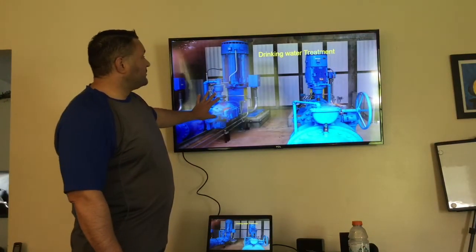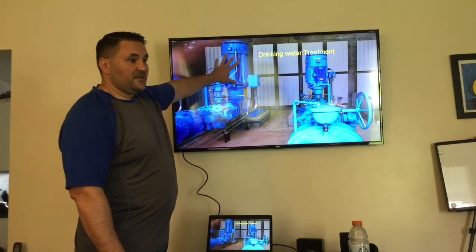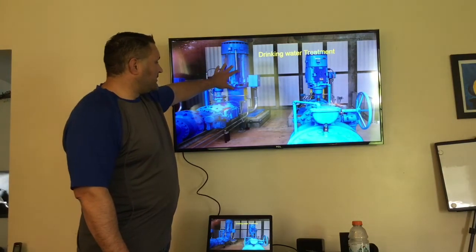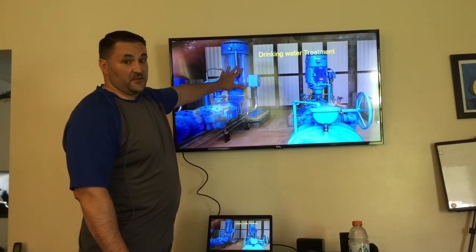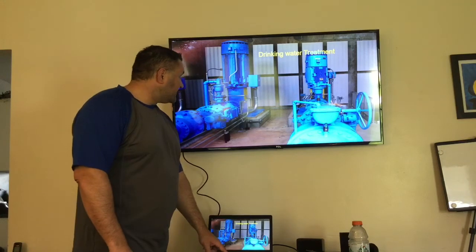We have different types of water treatments. This is a pump here, and they would pump water out of a reservoir, like the Bellwood Reservoir or the Tipton Reservoir, and they add a little bit of chlorine to it to make it safe to drink.